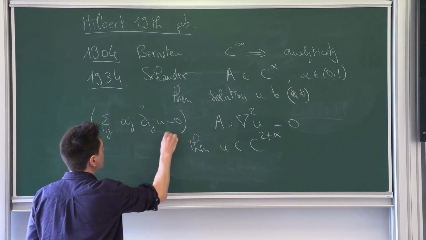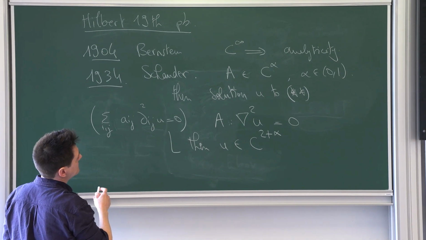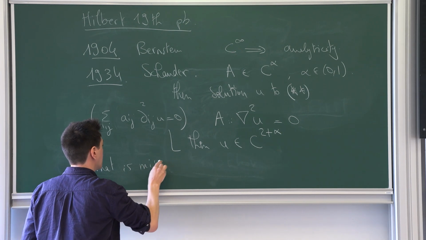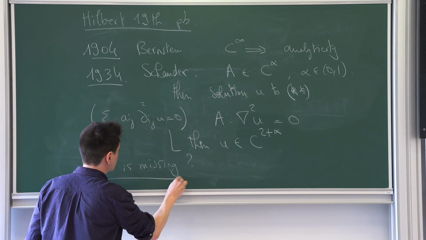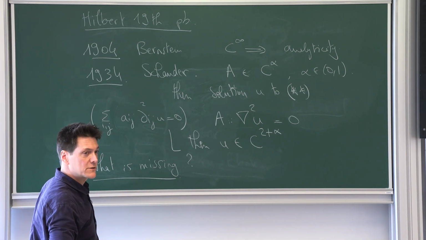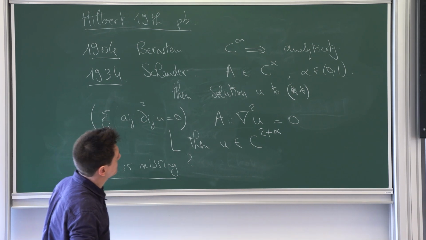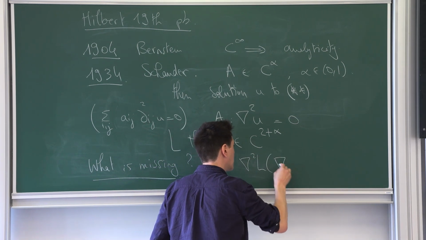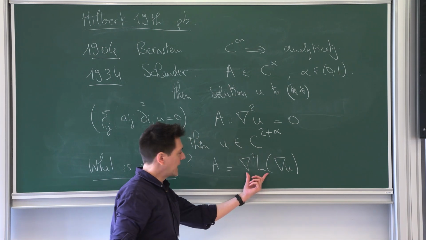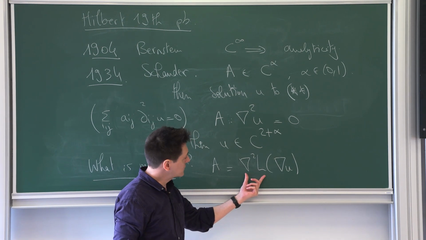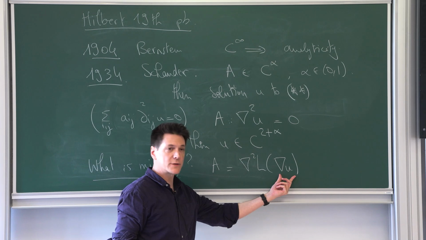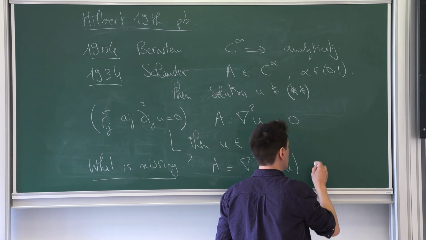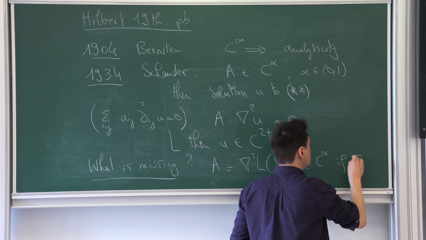At that point, you look at what is missing. Actually, very little, but it's where all the difficulty lies. So, in order for A to be Hölder, what do you need? That is a smooth function. So, by composition, if you would know that grad U was Hölder, then you would know that A is Hölder. So A is C alpha if grad U is C alpha.